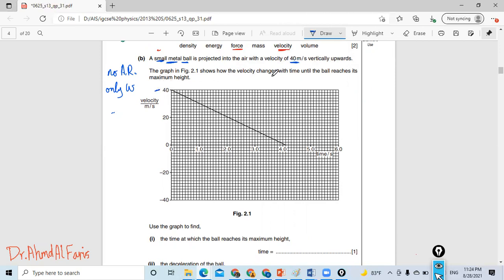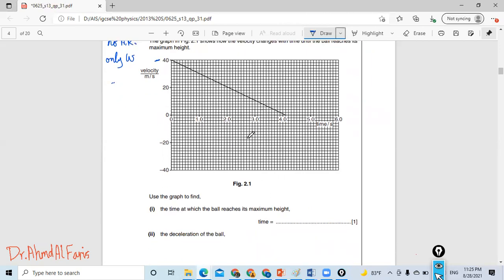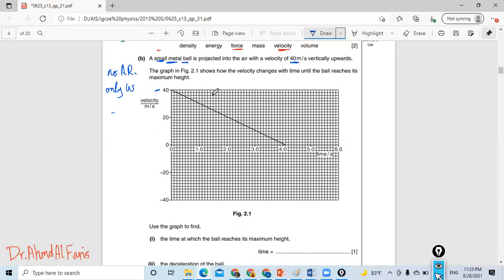The graph shows how the velocity changes with time until it reaches the maximum height, here, where it stops. As you can see, it's a straight line going down. That means the velocity is decreasing at a uniform rate. That's why they call it uniform deceleration. This deceleration is caused by the weight that acts downward, which is caused by gravitational acceleration. So the gravitational field strength means that the deceleration here is equal to the gravitational acceleration, but negative. That's why the line is going down.